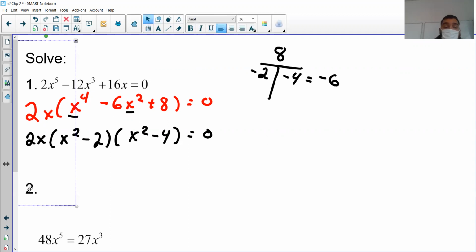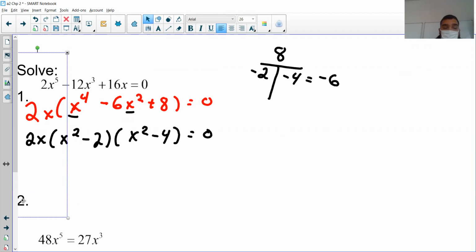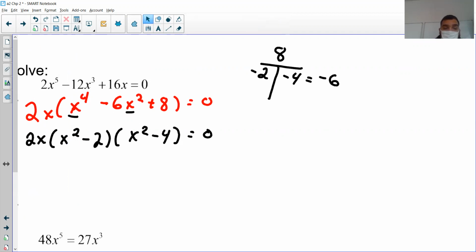We have to keep checking things and keep going. So we got to keep checking. 2x. Are we able to do anything with that? X squared minus 2. Are we able to do anything with that? This is a perfect square, but neg 2 is not perfect square, so we can't do anything. X squared minus 4. Are we able to do something with that? Yeah. And what is it, Eliana?